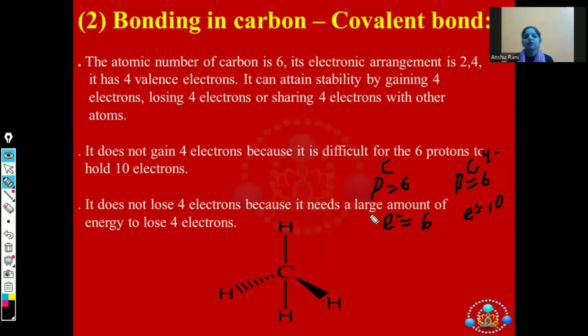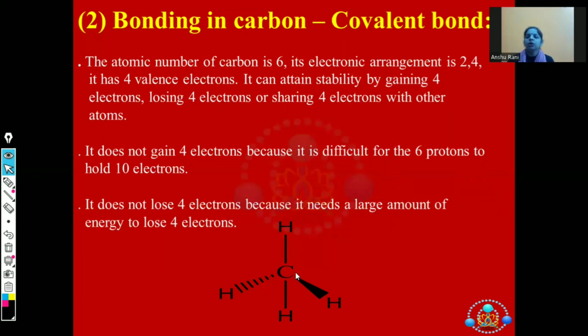In the other case, if carbon wants to lose 4 electrons, it needs a large amount of energy which can't be made available. So carbon will not lose or gain 4 electrons. That means it will not make an ionic bond. Rather, it will make covalent bonds by sharing its 4 electrons with other atoms. Like you have seen, carbon has 4 electrons which it shares with hydrogen, completing its octet. It is the structure of methane.